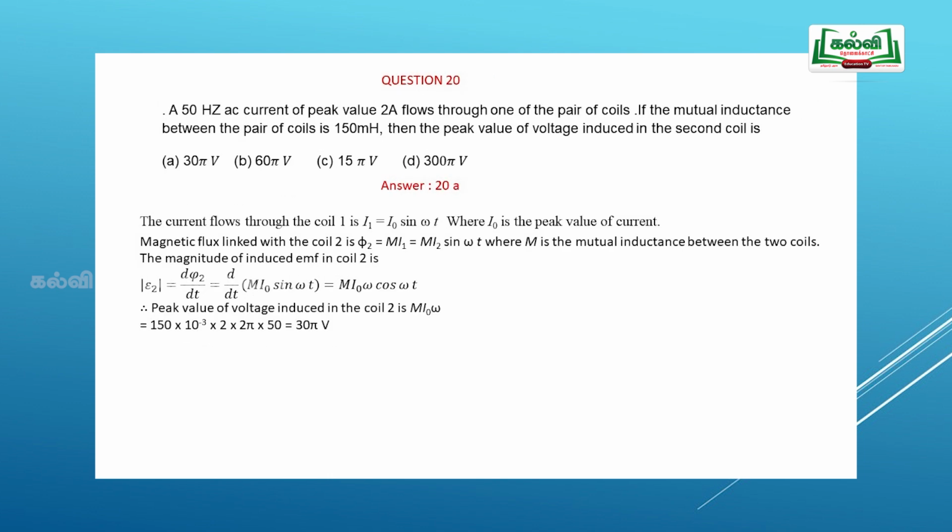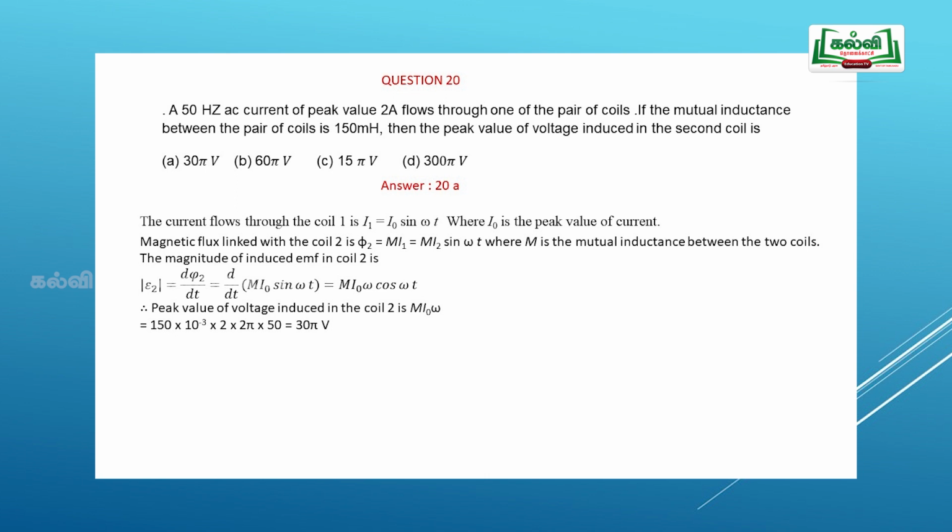20th question. Here frequency is given, peak value is given. Here is an oscillating current. Actually this is an overlapping of EM and AC. So I necessarily have to touch this because mutual inductance is involved, which is M, also given. What is asked for? Peak value of voltage induced in the second coil. Now it is an alternating current, so I1 is equal to I0 sin omega t.